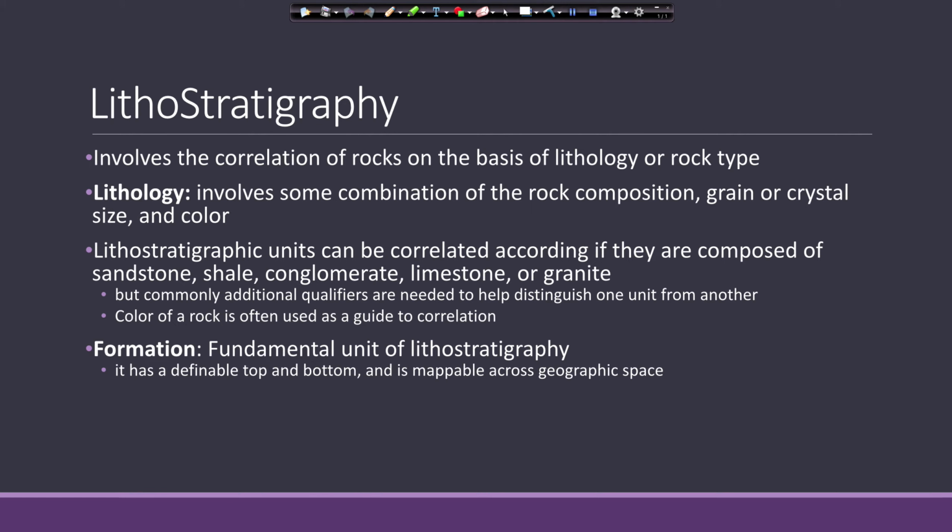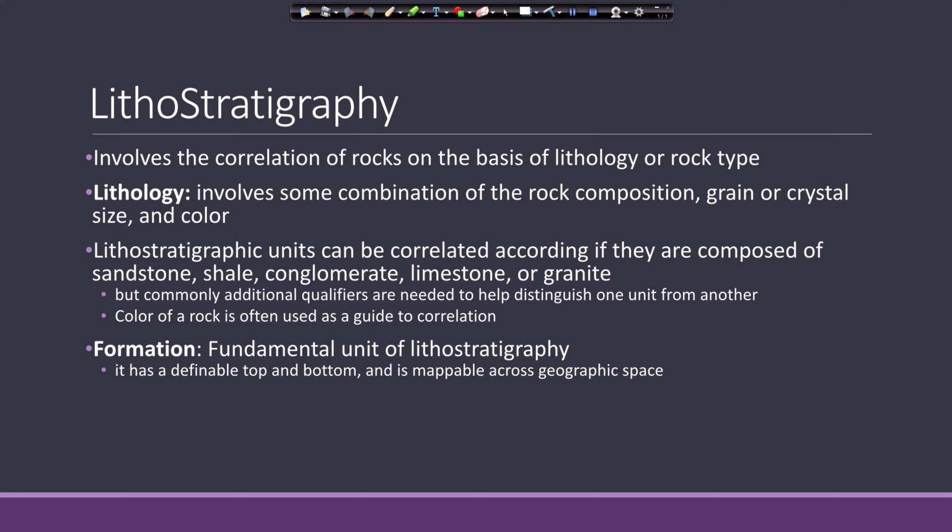You need to add some qualifiers, because this limestone over here might be tan at location A and it might be pink at location B. So they may not actually be the same limestone. You need to have something about their grain size, crystal size, or color to help correlate them. You can't just say this is a limestone, that's a limestone, even though they look completely different, they're correlated. It doesn't work that way. You have to actually qualify it in some manner.